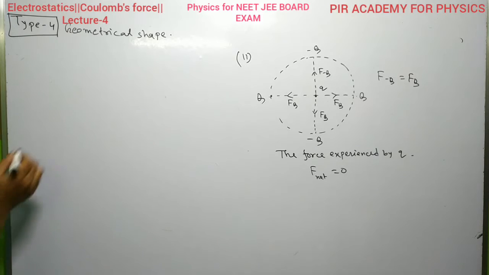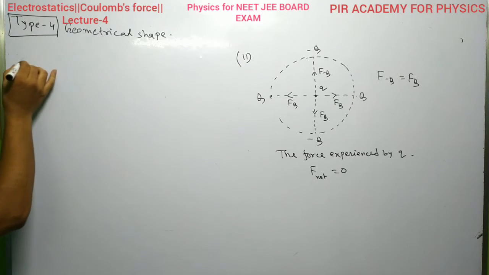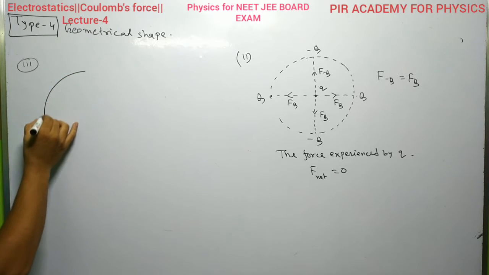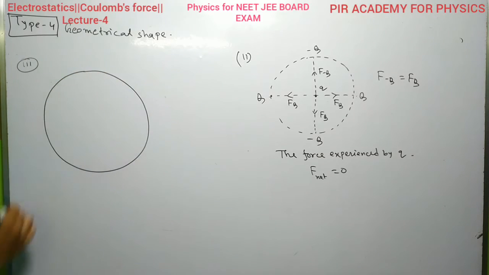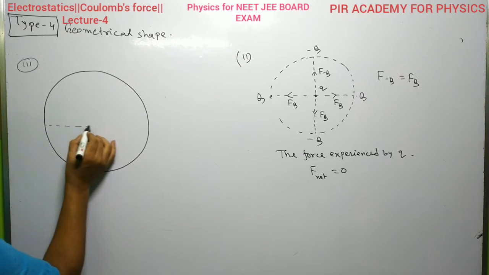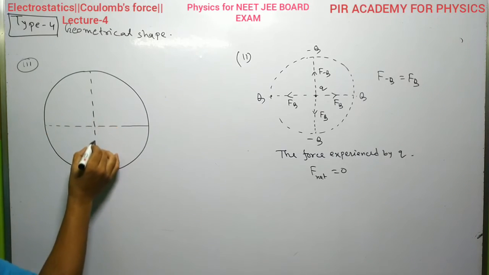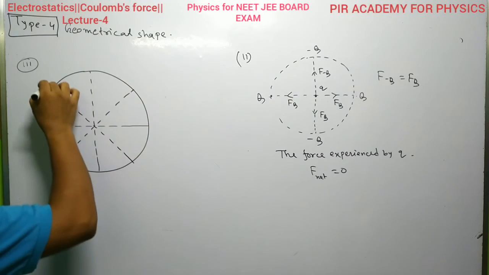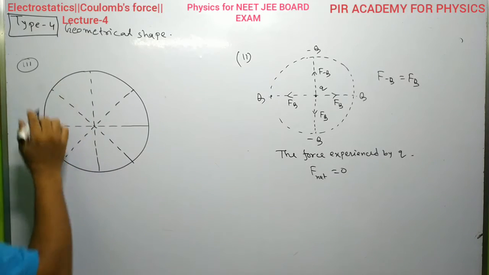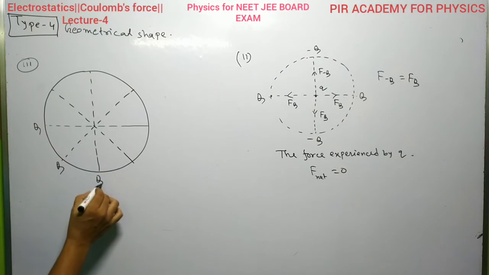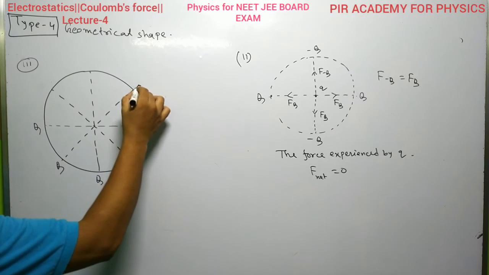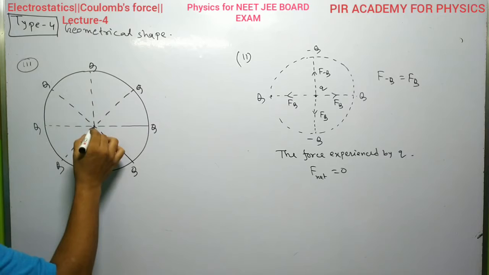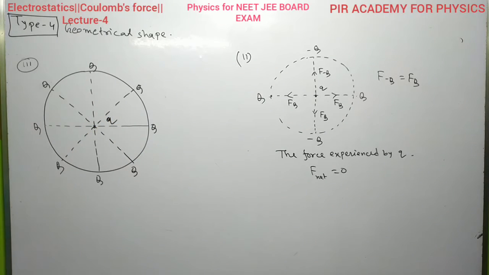Number 3. If this is the circle and charges are distributed in this way, suppose all the charges are Q, and at the center is another charge Q. You have to find out the net force on Q due to these charges.